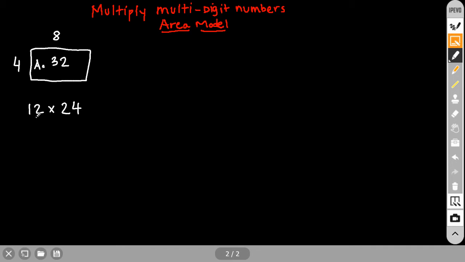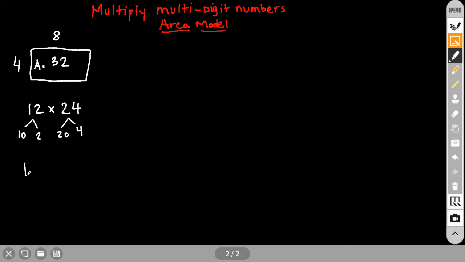Okay. So first thing you need to do, you have to decompose your factors. That's how the box method or the area model method works. Okay, so I'm going to break this 12 apart. And 12 means this one here means a 10 plus these 2 here. So 10 plus 2 does equal 12. And you do the same thing with 20 and 4. So it's 20 plus 4 is 24.